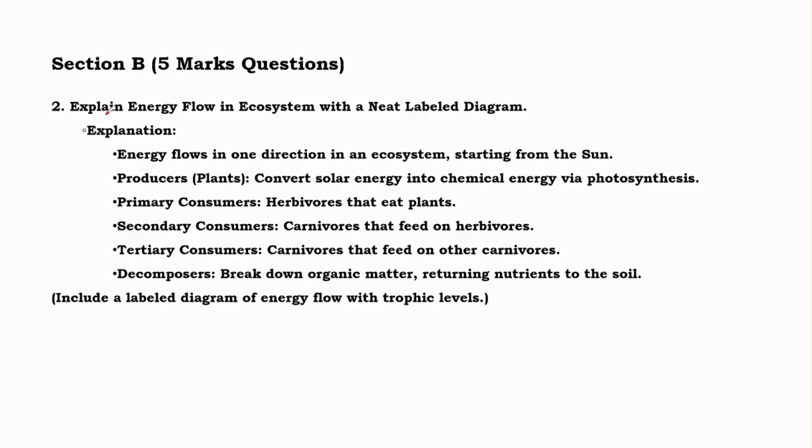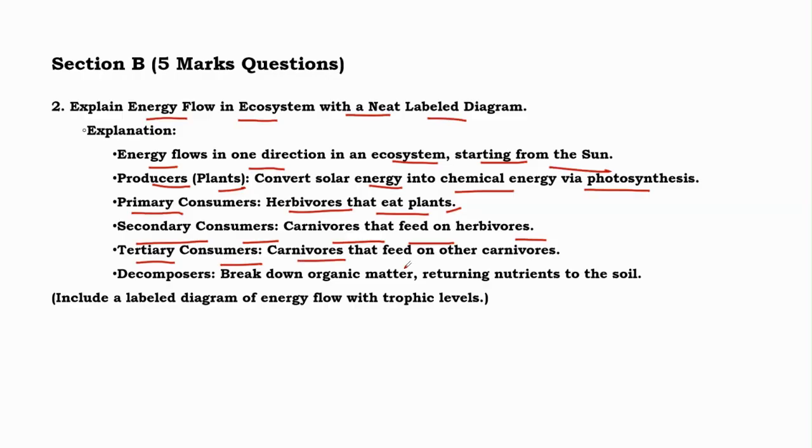Then you have: explain energy flow in an ecosystem with a neat diagram. So here we have the explanation, where it says energy flow is in one direction in an ecosystem, starting from the sun. Producers: plants convert solar energy into chemical energy via photosynthesis. Then primary consumers: herbivores that eat plants. Secondary consumers: carnivores that feed on herbivores. Tertiary consumers are carnivores that feed on both carnivores and herbivores. Then decomposers break down the organic matter, returning nutrients to the soil.